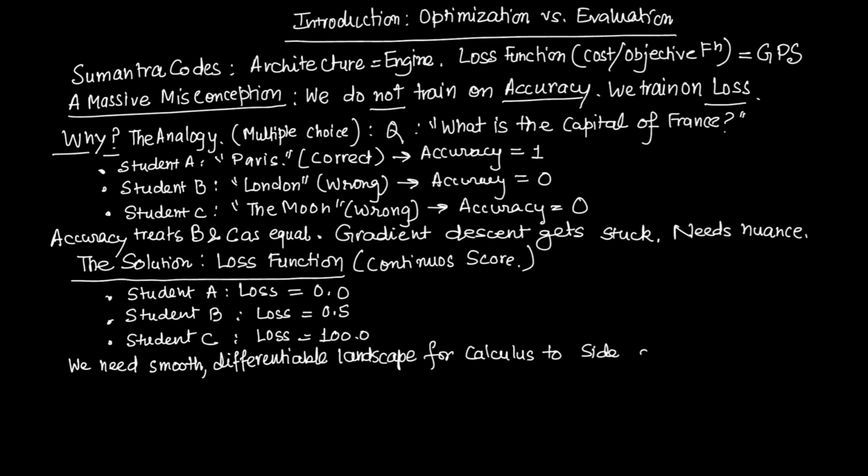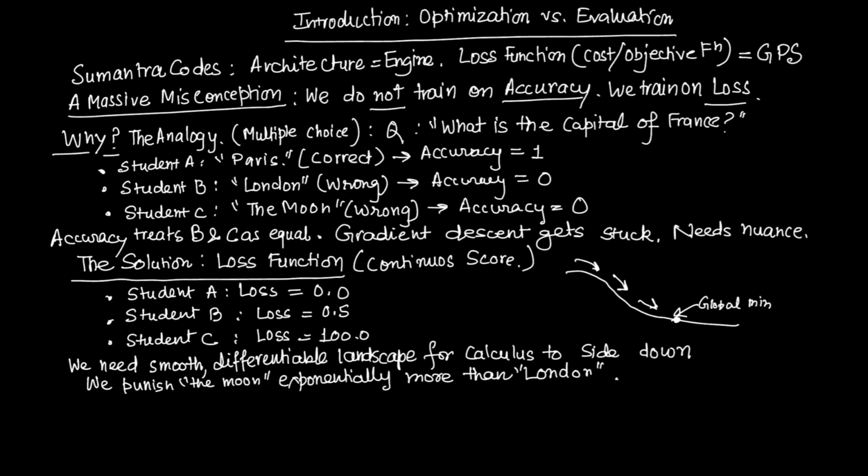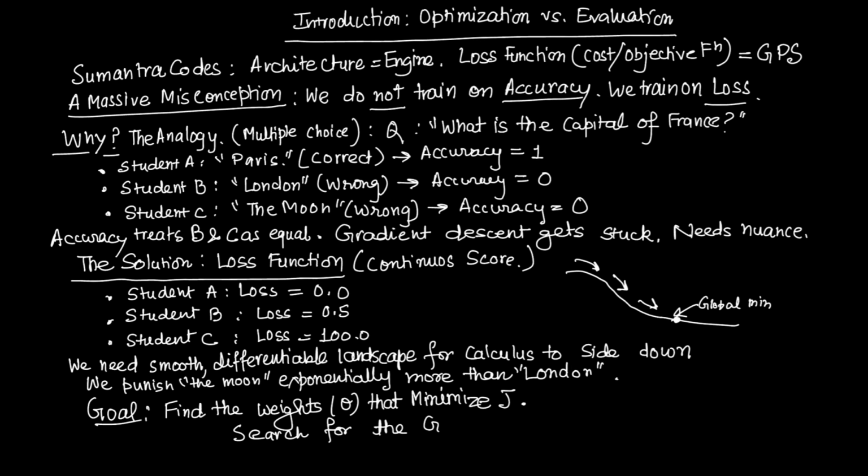We need a smooth, differentiable landscape so we can use calculus to slide down the hill. We want to punish the moon exponentially more than London. This nuance allows the model to learn direction. We denote loss as J(θ) or L. Our entire goal in machine learning is remarkably simple: find weights, or theta, that minimize J. We are searching for the global minimum.